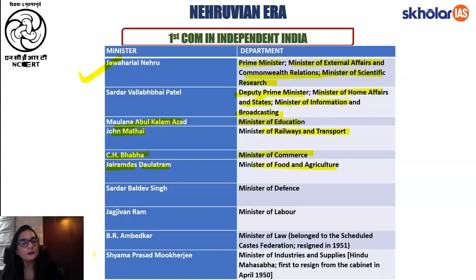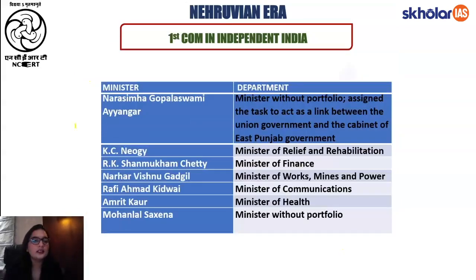Apart from this, some important people whose portfolios should be remembered is B.R. Ambedkar, who was the Minister of Law. Herein, he belonged to the Scheduled Caste Federation, wherein he had resigned the same in 1951. Apart from the students, there were other important members whose names are given here and the portfolios are discussed as well. So you have to remember the names and the departments in which they were serving.